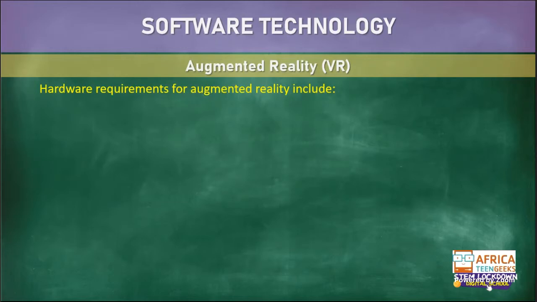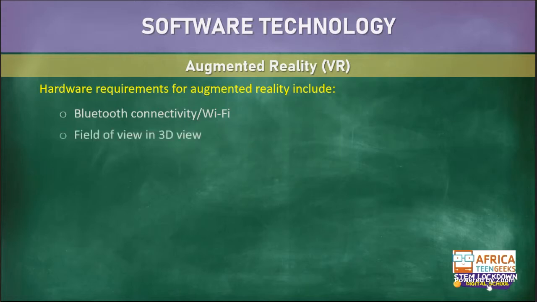And then what are the hardware and maybe software requirements? What are they? Hardware requirements. And then later we will look at probably software requirements. Number one, you need Bluetooth connectivity or Wi-Fi. Wireless connectivity is essential. Then you need a device that offers you field of view in 3D. So you need a device that is capable of presenting output in 3D. Number three, you need an onboard storage capacity.